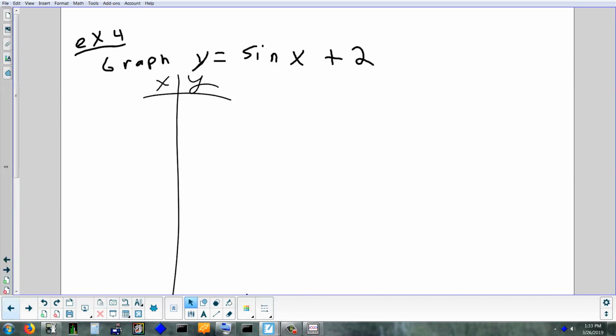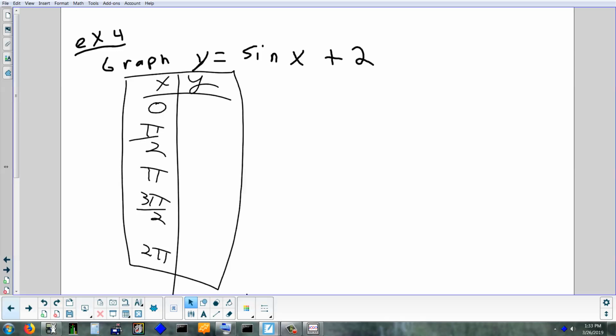All right. Vertical shift. What column stays the same? X's. What are my X's for everything we've done today? 0, pi over 2, pi, 3 pi over 2, and 2 pi. Okay, so we got our X's, 5 points for that. We get the Y's, 5 more points.